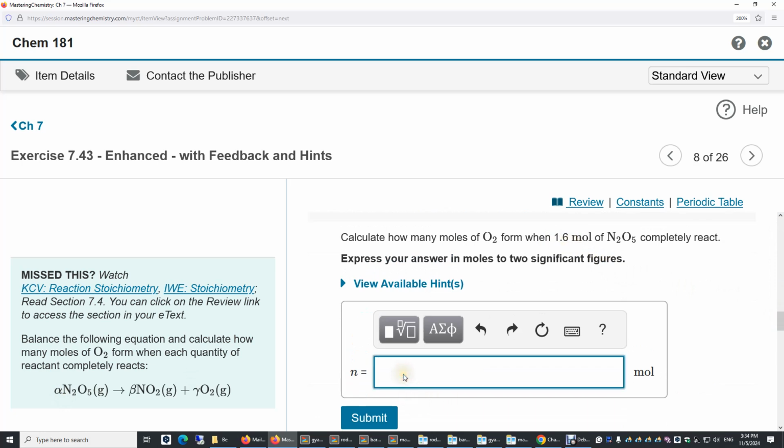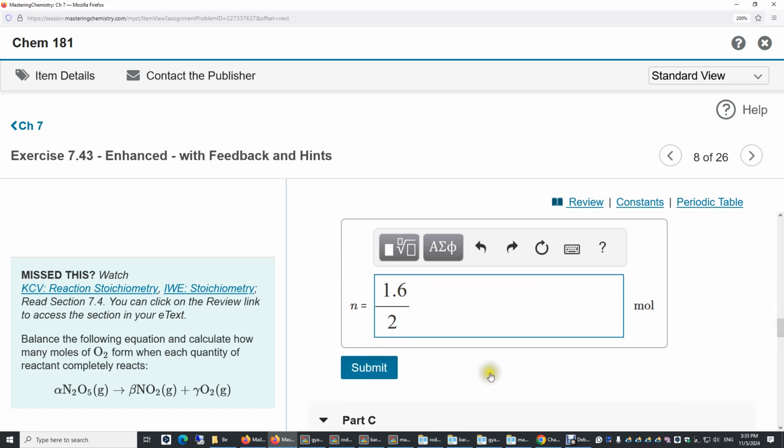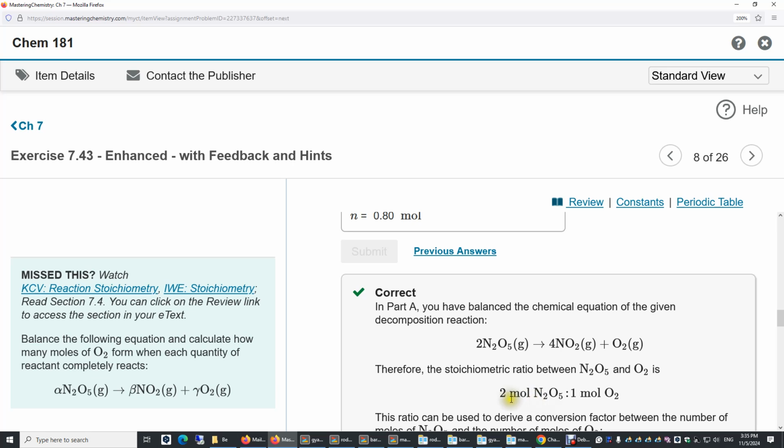1.6 divided by 2. That would be the correct answer. Again, you can see every 2 moles of N2O5 you get 1 mole of O2. What if the actual amount is 1.6 moles? Well, just divide by 2, or multiply by 1/2.